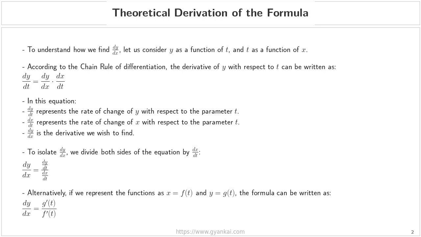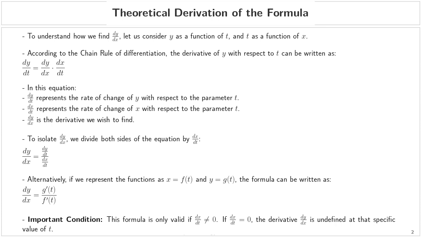Alternatively, if we prefer to use function notation, where we represent x as f of t and y as g of t, the formula can be written more concisely. In this case, dy by dx equals g prime of t divided by f prime of t.